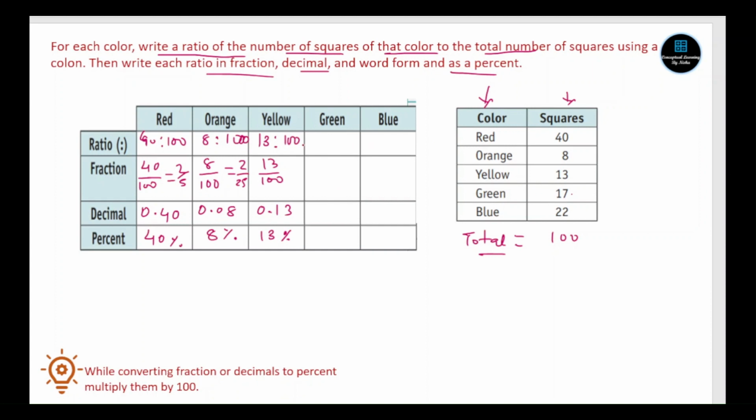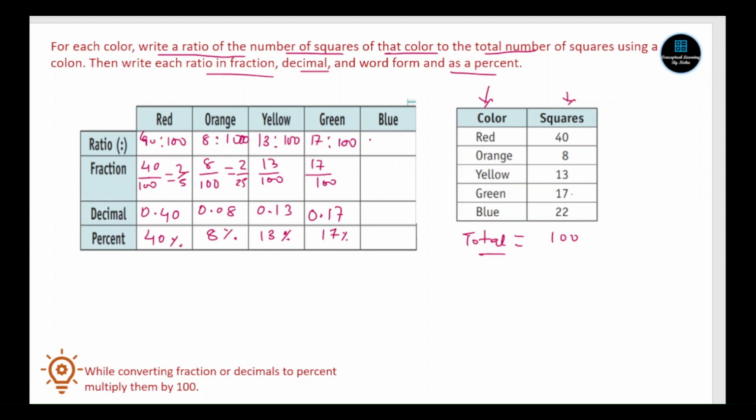Now green. There are 17 greens. So 17, total is 100. So 17 is to 100 is the ratio. 17 upon 100 is the fractional form. Can we simplify? No, we can't, because 17 is a prime number. Now here decimal is 0.17 and percent value is 17%.